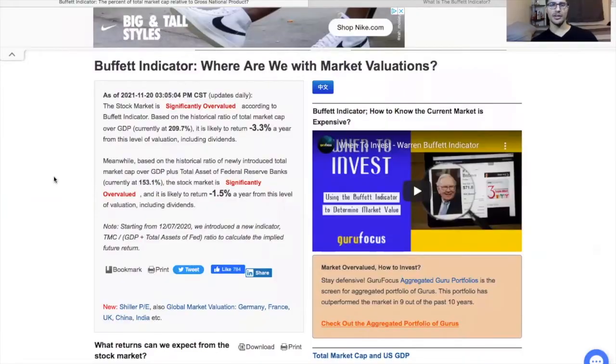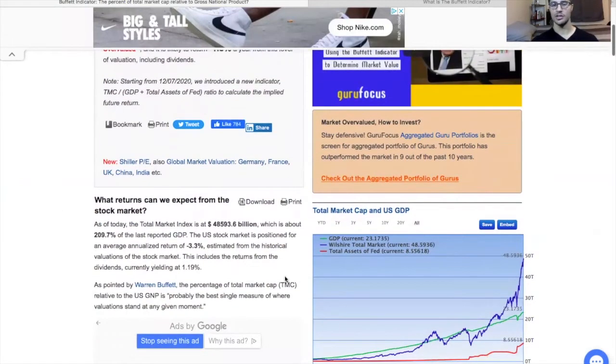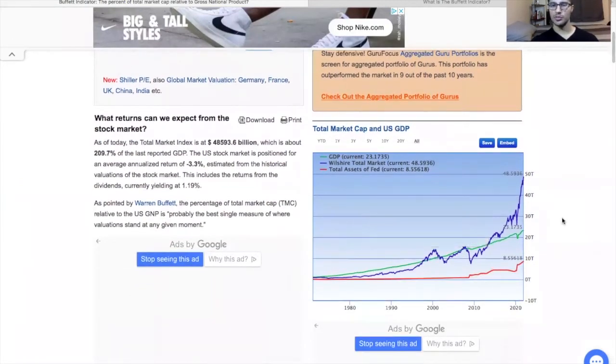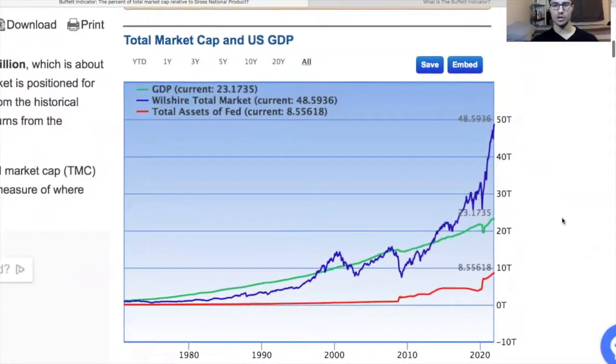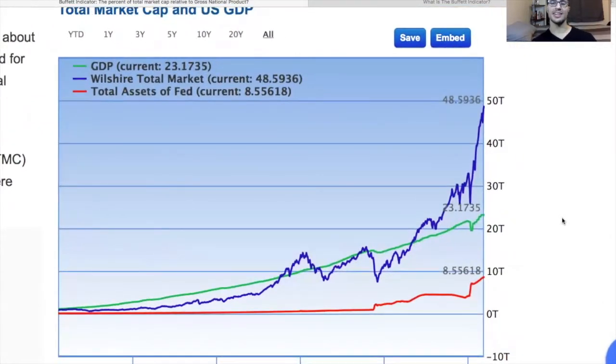All right, so here is the Buffett indicator. This can be found off gurufocus.com. I'll put the link in the description below of this website so you guys can check it out yourself and see how things change over time. But first, what we're going to do is check out this chart right here, and it shows the three different inputs that go into this metric and how we can conceptualize the market at its current state.